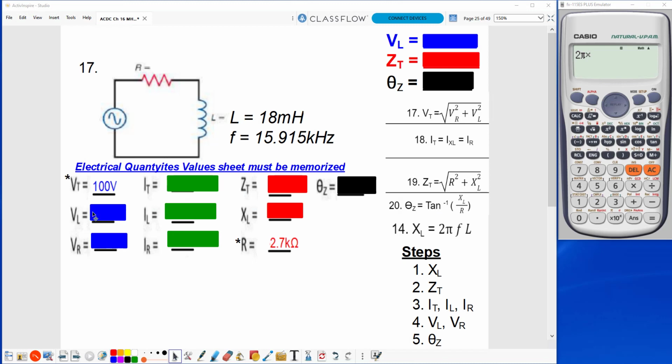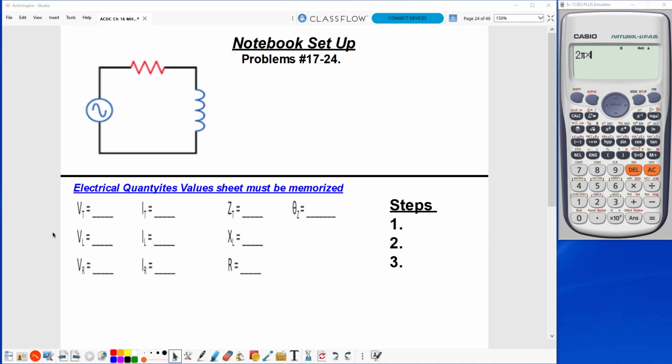Also on this problem, we have a new type of spreadsheet starting with number 17 here, and you will have to memorize how to write this out. Here is what the spreadsheet looks like: VT, VL, VR, IT, IL, IR, ZT, XL, R, and theta, Greek letter theta, Z. You will have to memorize how to write your spreadsheet out for the test.